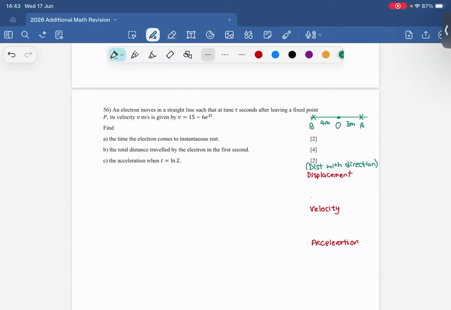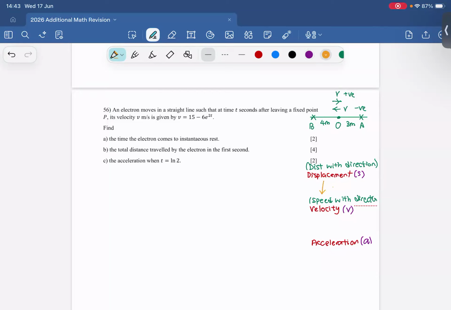So what is velocity? Velocity is speed but with direction. If you are traveling this direction, your velocity will be positive. If you're traveling this direction, your velocity will be negative. Normally displacement we use S to represent, velocity we use V, acceleration we use A. Acceleration is basically how fast your speed is increasing. That's all.